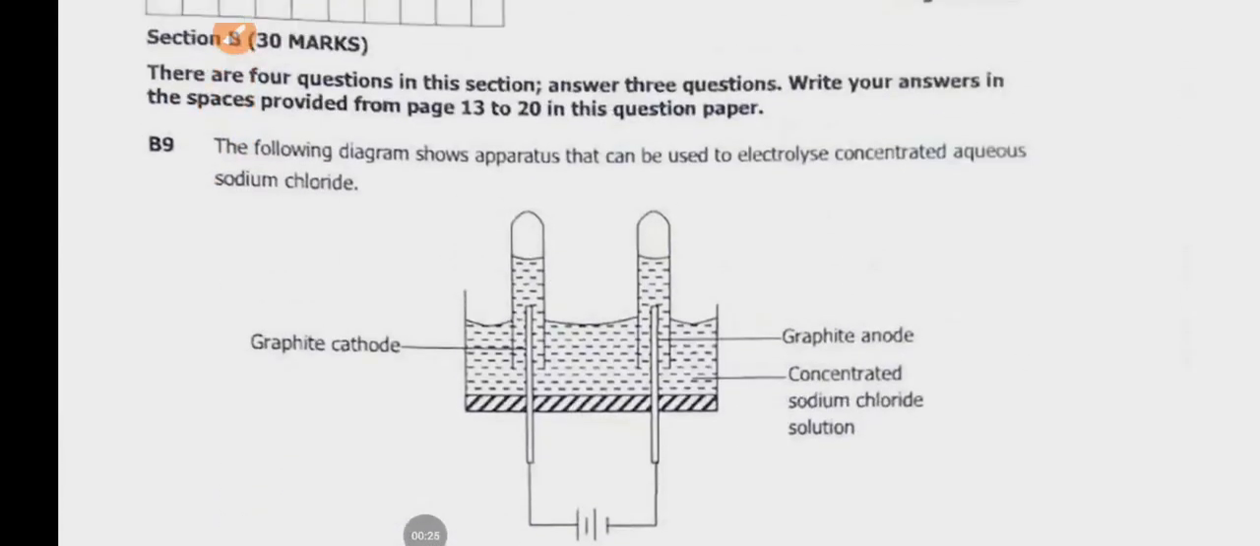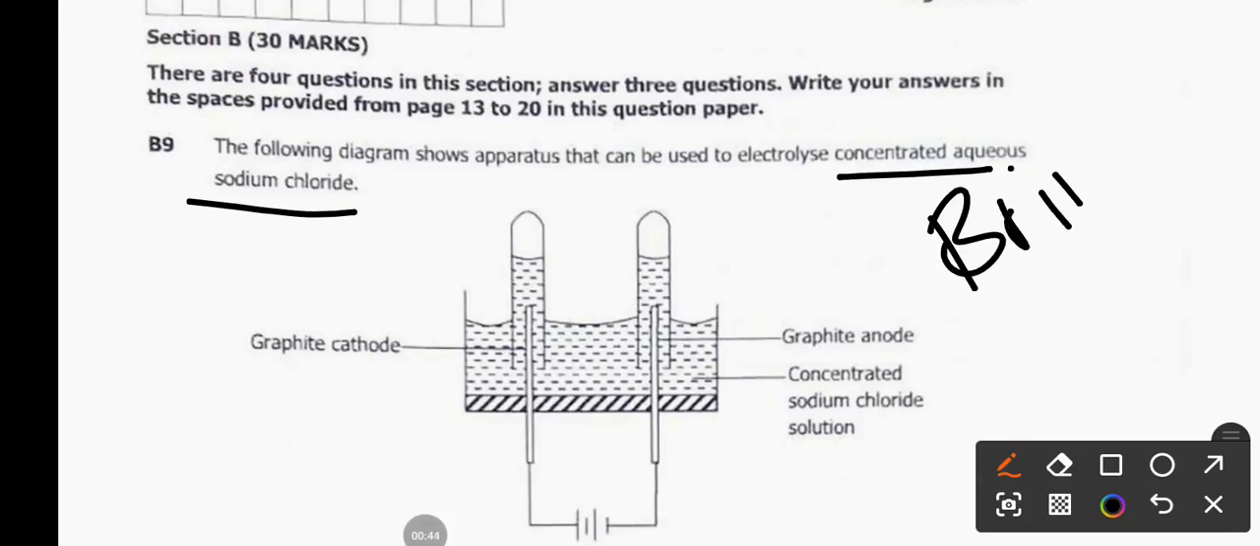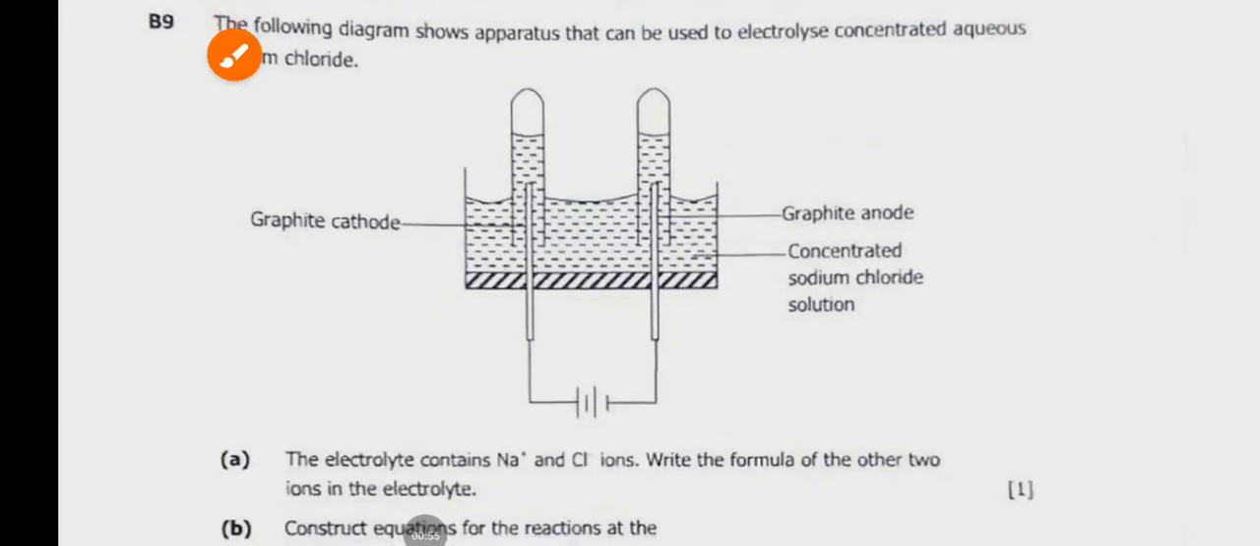All right. Let's start with the first question, which says the following diagram shows apparatus that can be used to electrolyze concentrated aqueous sodium chloride. Here it should be known that concentrated aqueous sodium chloride is at times referred to as brine. So instead of saying concentrated aqueous sodium chloride, other books would prefer saying brine. It's one and the same thing.